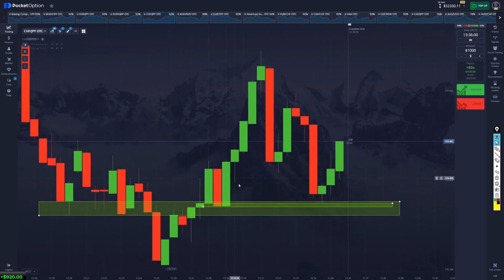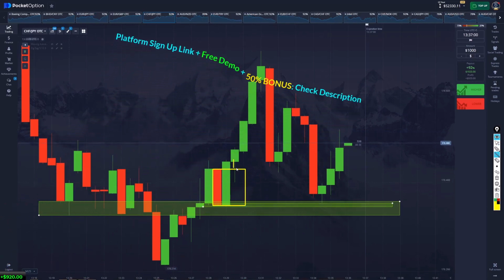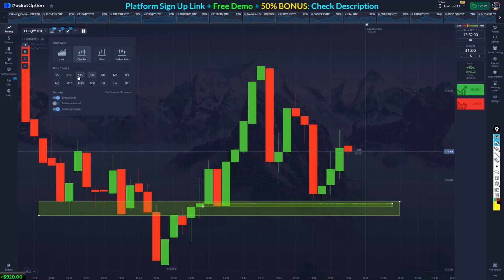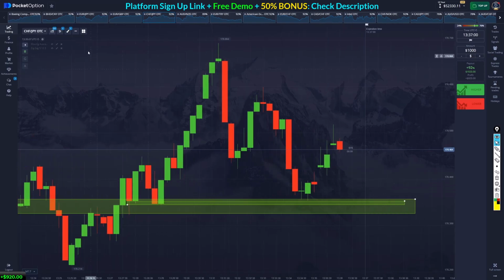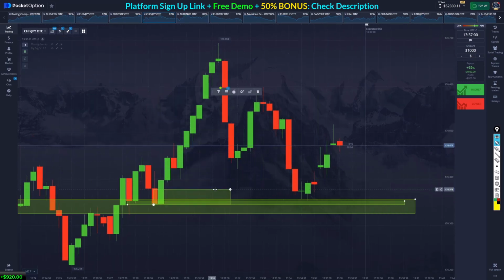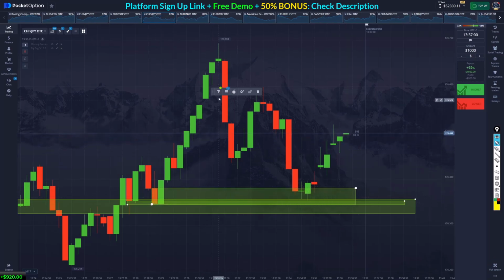Do you see any fresh demand inside of this? No. We see a demand right here, but it's not fresh. You see this shadow inside of it? It's not fresh. Go to lower time frame. In 15 seconds, we see a fresh demand area which doesn't have any shadow inside of it.